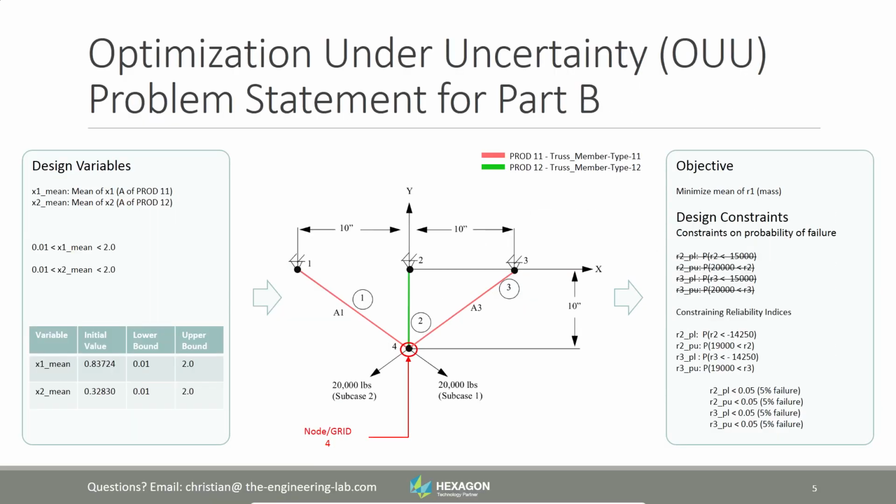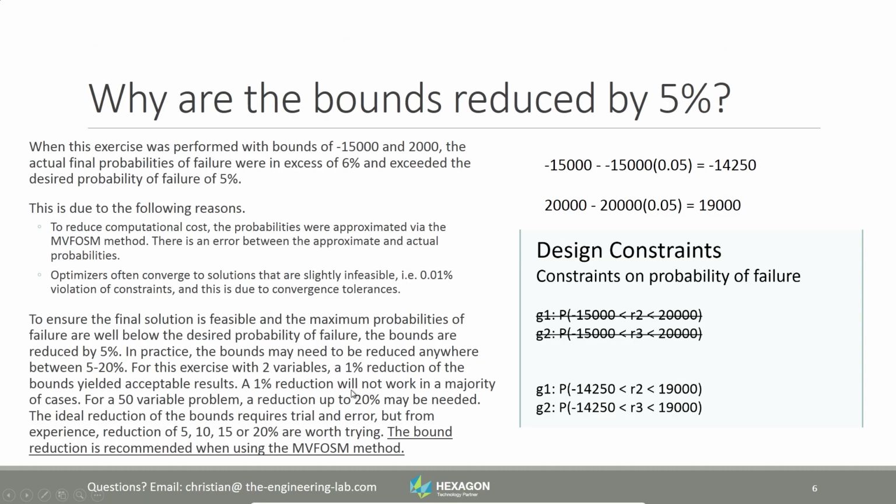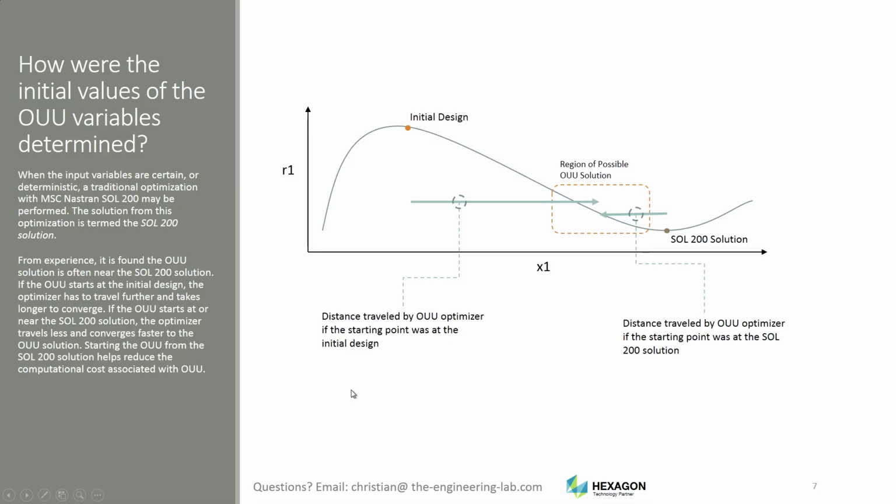So instead of constraining probabilities directly, we constrain reliability indices. The reason why I want to constrain reliability indices instead is because it makes the OUU run faster. It requires fewer Nastran runs. So we'll do that in part B.